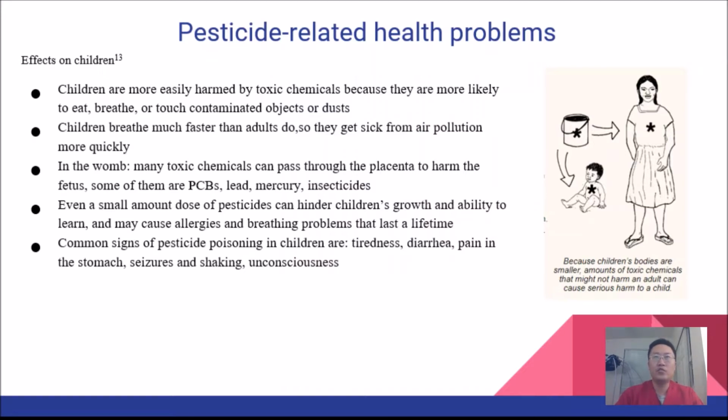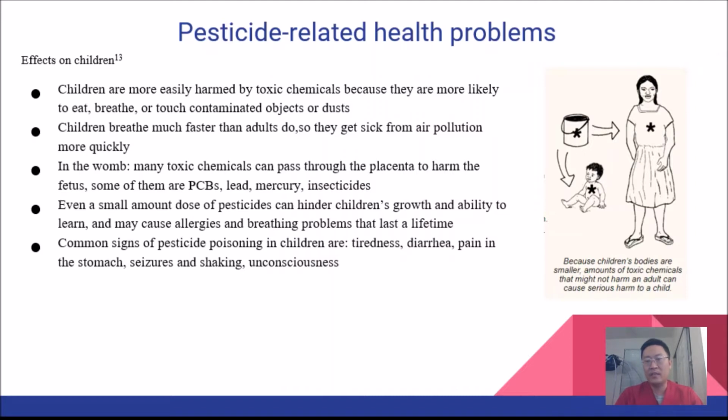So effects on children. Children are more likely to be harmed by toxic chemicals because they are more likely to eat, breathe, or touch contaminated objects or dust. They also breathe much faster than adults do, so they can get sick from air pollution more quickly. In the womb, many toxic chemicals can pass through the placenta to harm the fetus.